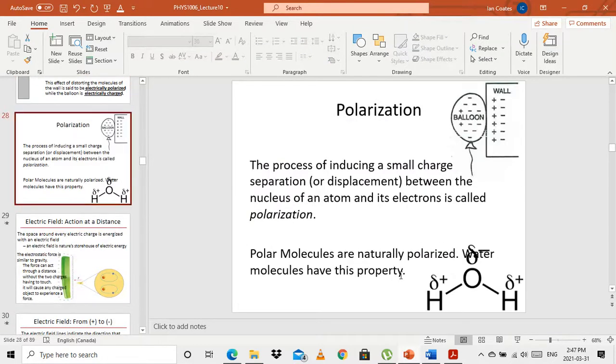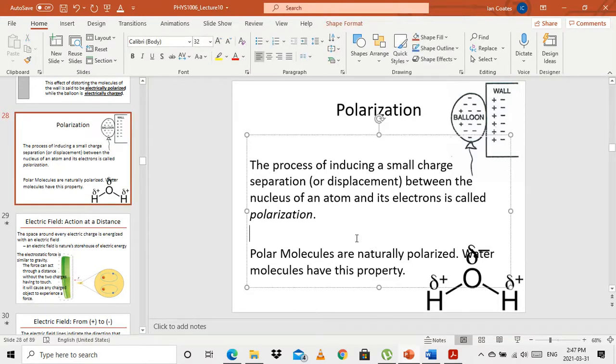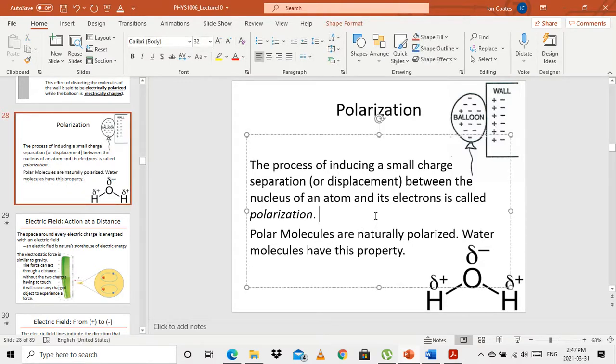Here's another shot of it. What do we got here? The process of inducing a small charge separation, you'll see the same thing. Okay. You'll see in the balloon all the negatives. And then the molecules haven't moved. They've just kind of turned around. Okay. And they're showing their feet, which are positive. And that's how that goes. It works exactly the same way.